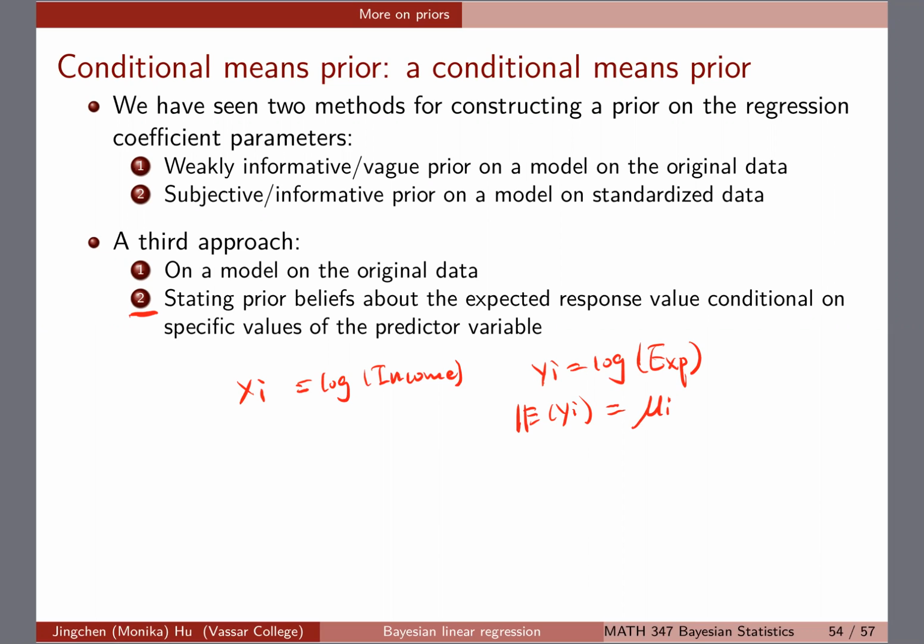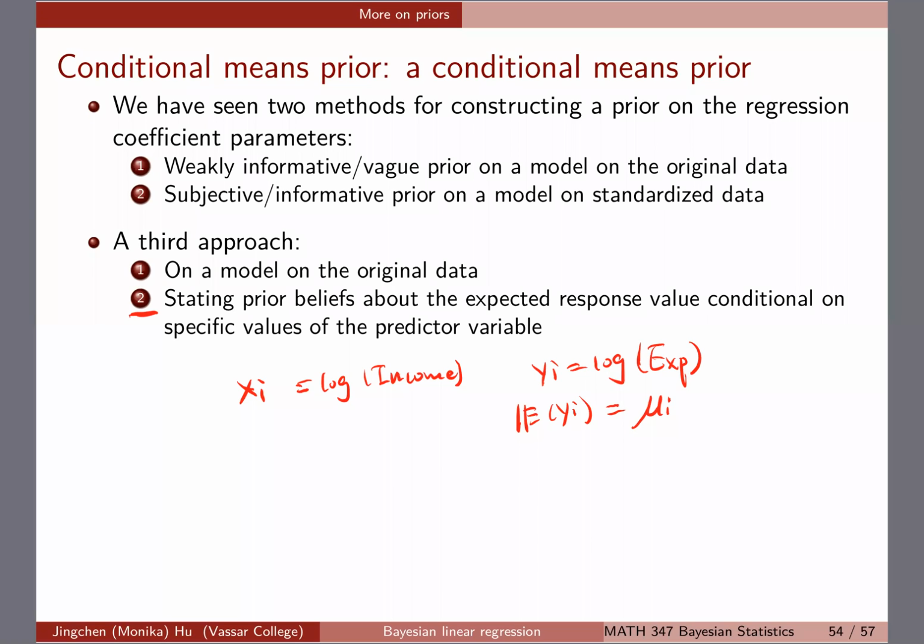And it's conditioning on specific values of the predictor variables. So what do you think? Say in practice, what does this mean? And in what situation would you think that a prior in this way makes sense? I'll write one more line for you. So mu i, we know, is beta 0 plus beta 1 times xi.